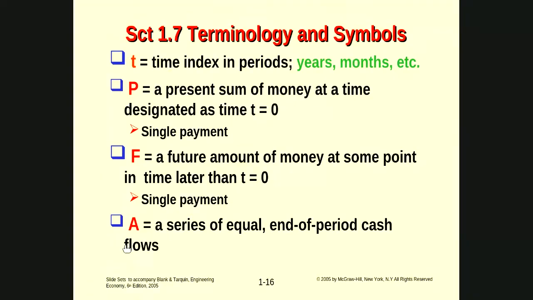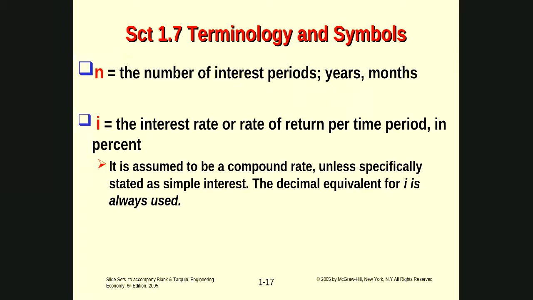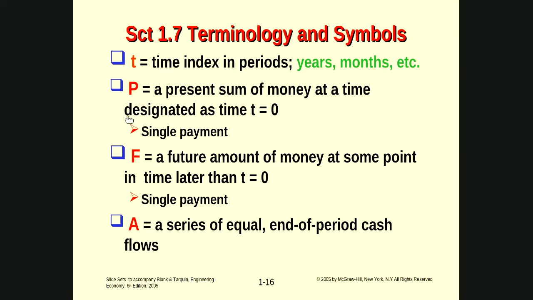A, we refer to it as annual, but annual is sometimes misleading because annual leans more toward the yearly format than weekly or monthly or semi-annual. Semi-annual means every 6 months, which is every half year. N is the number of periods, I is the interest. Now let's go back to the P and F.